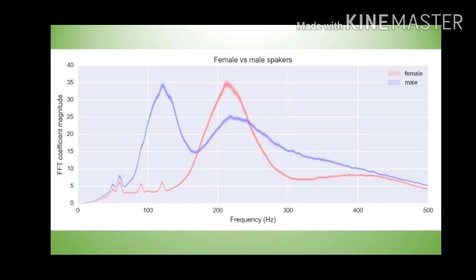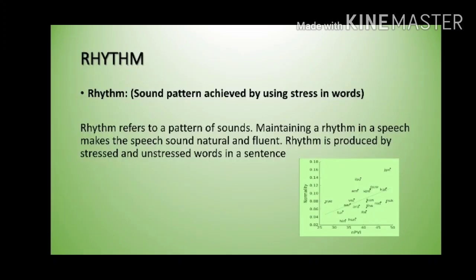After pitch, the third dimension of speech is rhythm, which denotes the sound pattern achieved by using stress in words. Rhythm refers to a pattern of sounds. Maintaining a rhythm in a speech makes the speech sound natural and fluent. Rhythm is produced by stressed and unstressed words in a sentence.